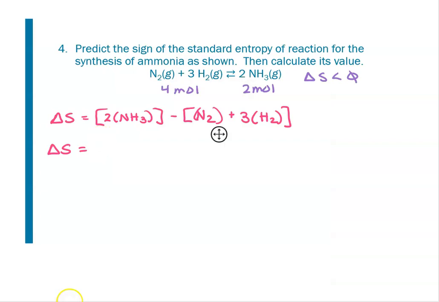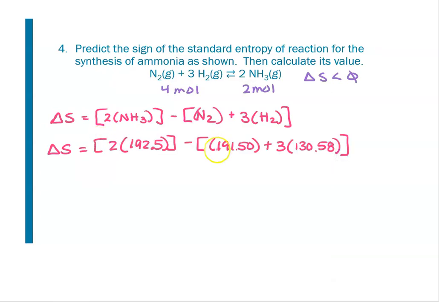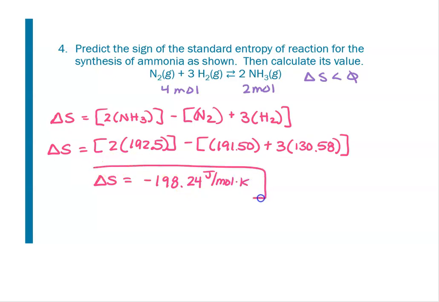So let's do the math here. As always, when you put this into your calculator, pay attention to your signs and your parentheses and your brackets so that you make sure that you do not make a calculation error. So when I do all of this, I get negative 198.24, and my units here are going to be joule per mole Kelvin. So we see that our prediction here was correct. The delta S value was, in fact, less than 0. So this system is moving towards a state of more order.